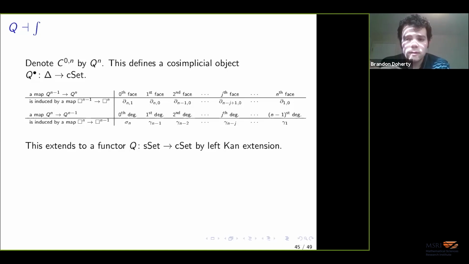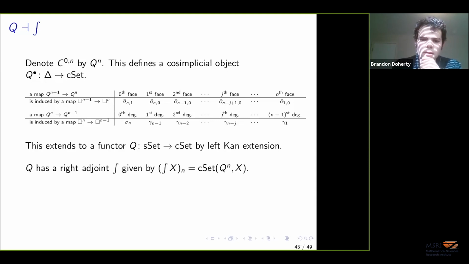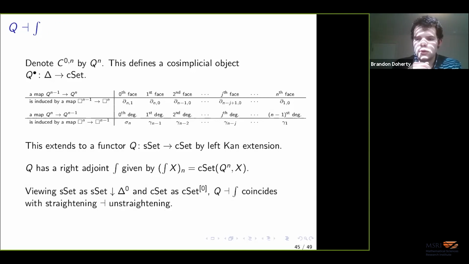And so we can left Kan extend this to get a functor Q from simplicial sets to cubical sets, which essentially takes a simplicial set and constructs a cubical set by thinking of the simplices in that simplicial set as cubes that have had certain faces quotiented down to degenerate faces. And Q has a right adjoint, which we denote by integral. So the n simplices of integral x are just maps from Qn into x. And as I previously mentioned, and as Chris discussed in his talk on Monday, this coincides with the straightening-unstraightening adjunction if we think of simplicial sets as the slice category over delta 0, and cubical sets as the functor category from the terminal category to cubical sets.